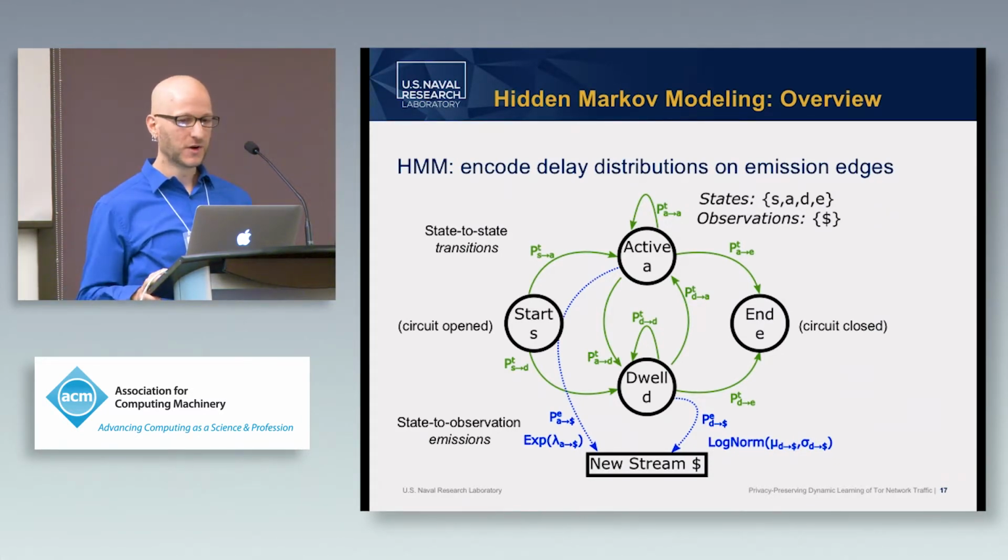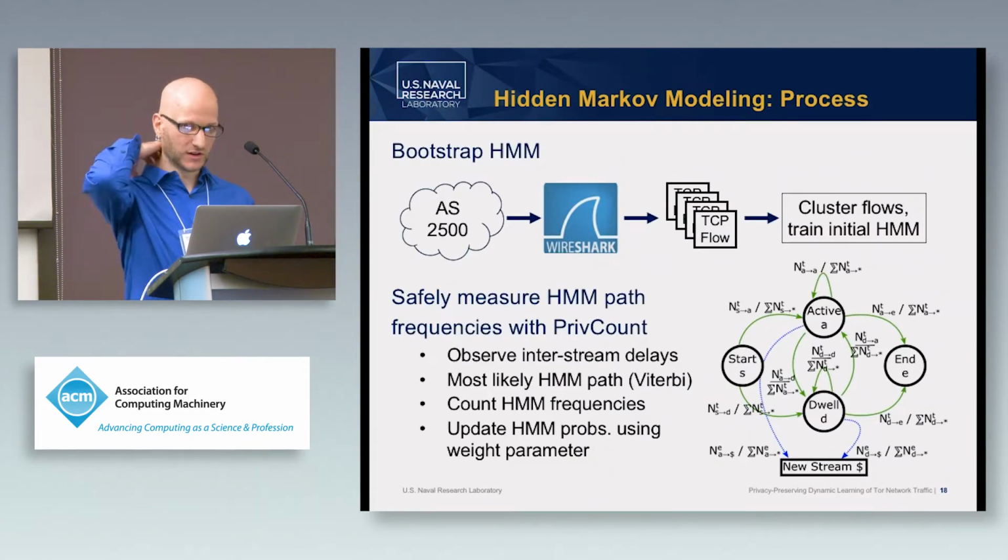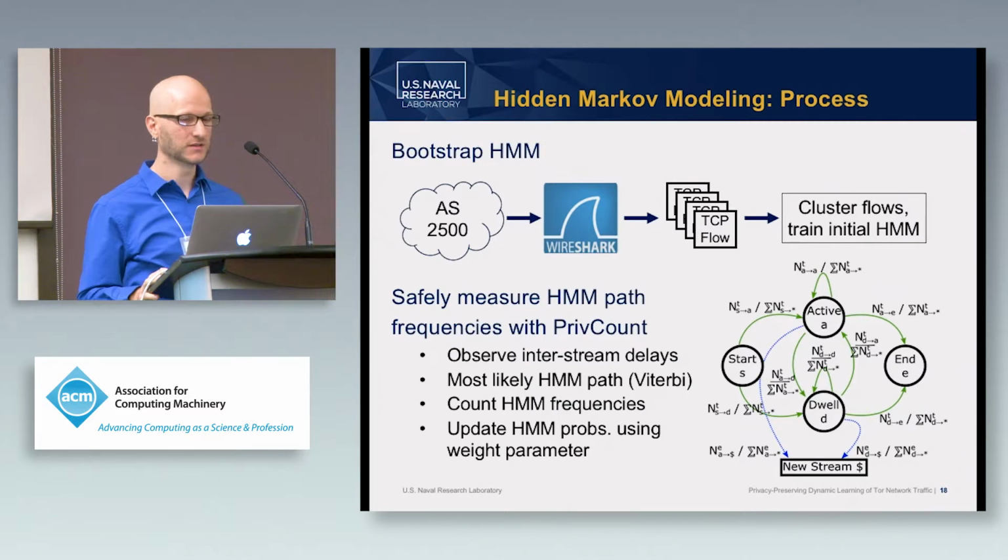So we have this hidden Markov model structure, but we can't just learn this. We can't just produce a hidden Markov model based on Tor traffic. We actually start with an HMM that we train based on internet traffic. So AS2500 is a research ISP in Japan that collects information, basically traceroute on its ISP, and makes this available as part of a research project.